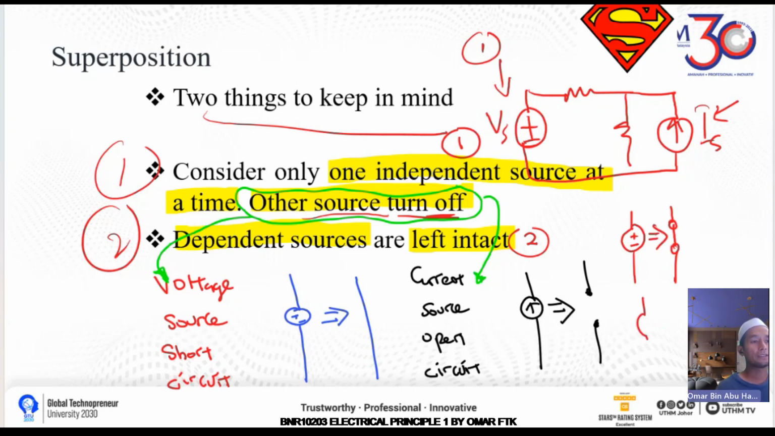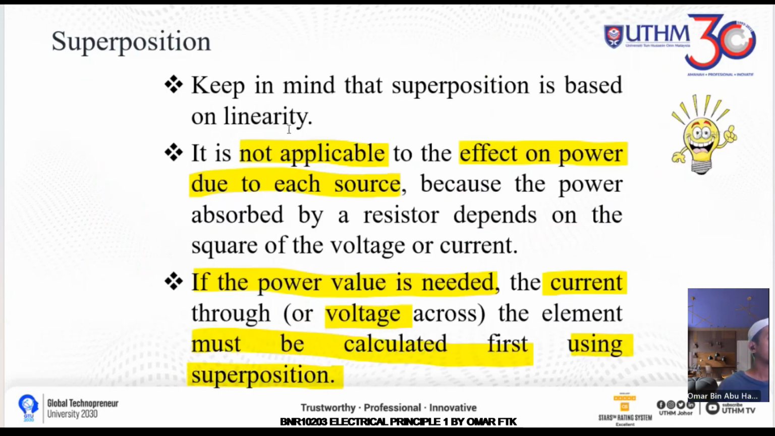For the current source, you have to open circuit. It will be open circuit. Maybe you still cannot understand it, but it's okay. We will go into the example. Keep in mind that superposition is based on linearity.